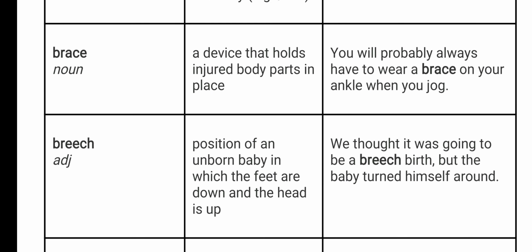Next is breech. This requires some explanation. In Arabic, breech is .